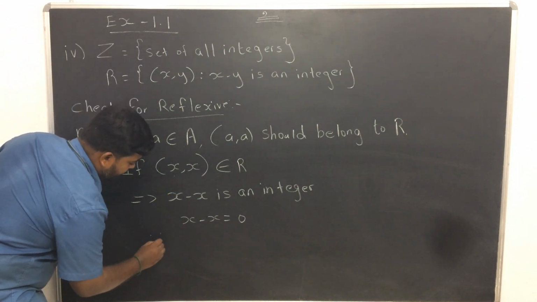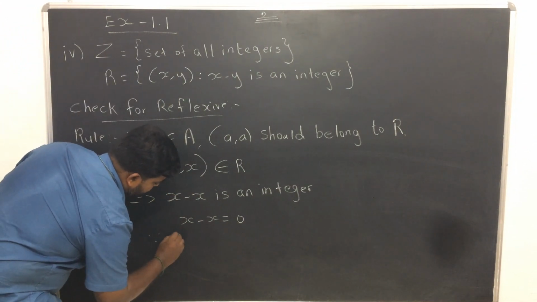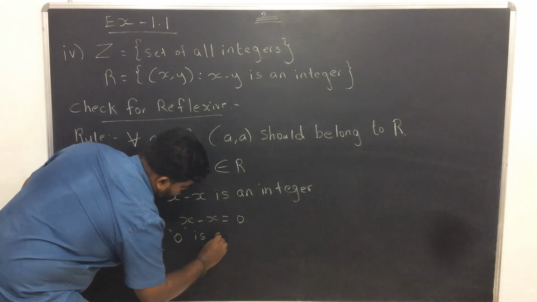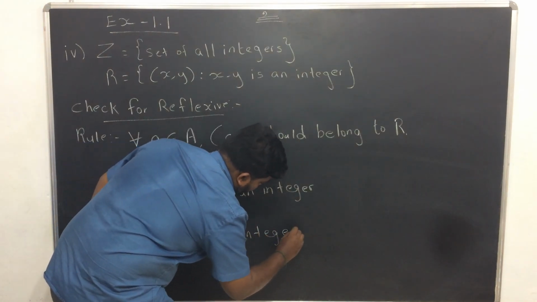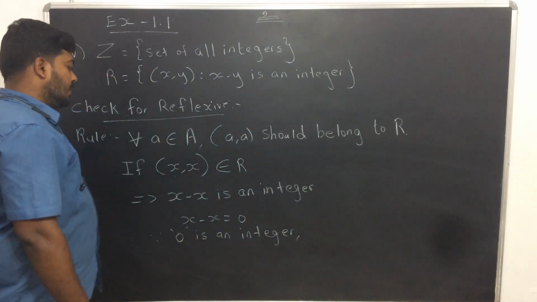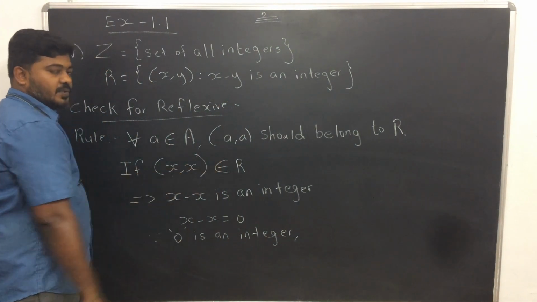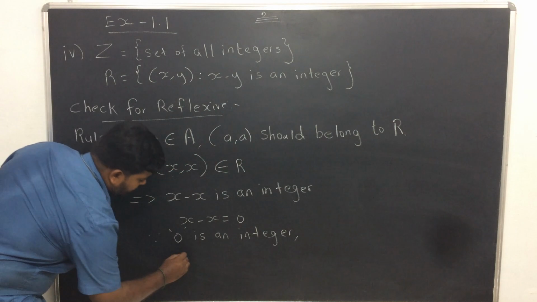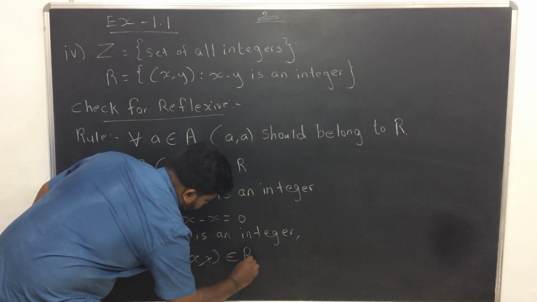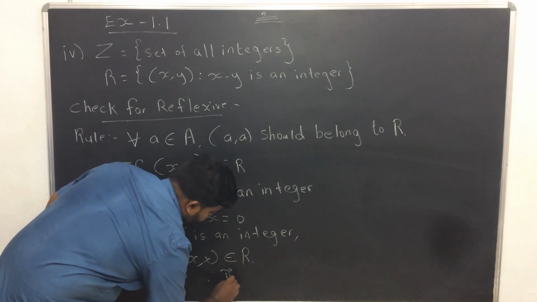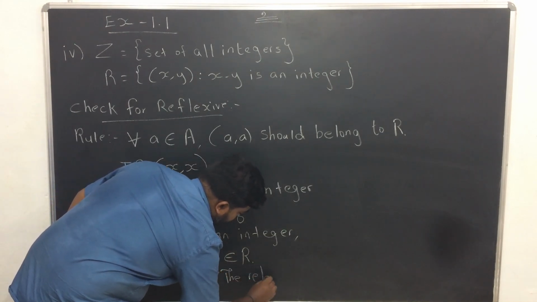Since 0 is an integer, we can confirm that x comma x belongs to R. Therefore, the relation is reflexive.